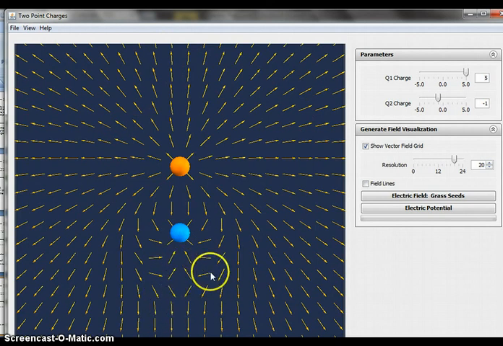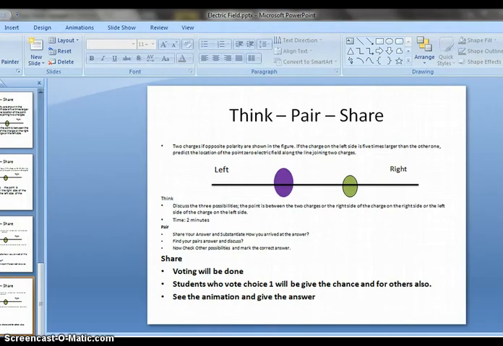So the possibility is that the zero field should be located in this area. From this we can come to the conclusion. So from this animation I can conclude that the zero field should be on the right side of the right charge. Thank you.